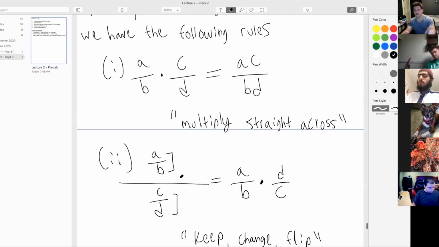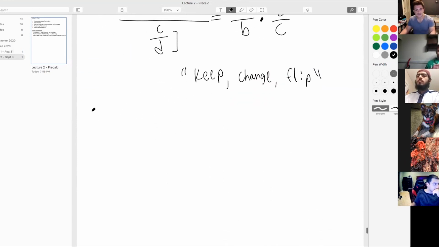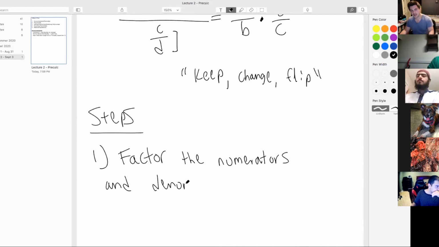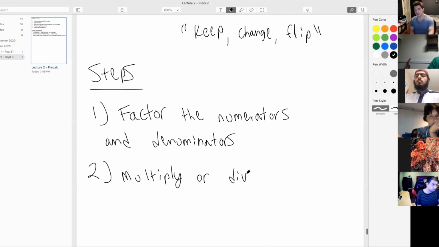All right, so this is how you multiply and divide fractions, and we're going to use this to multiply and divide rational expressions. So here are the steps. Step 1, factor the numerators and denominators. Step 2 is to multiply or divide the fractions, whatever the question is calling for.